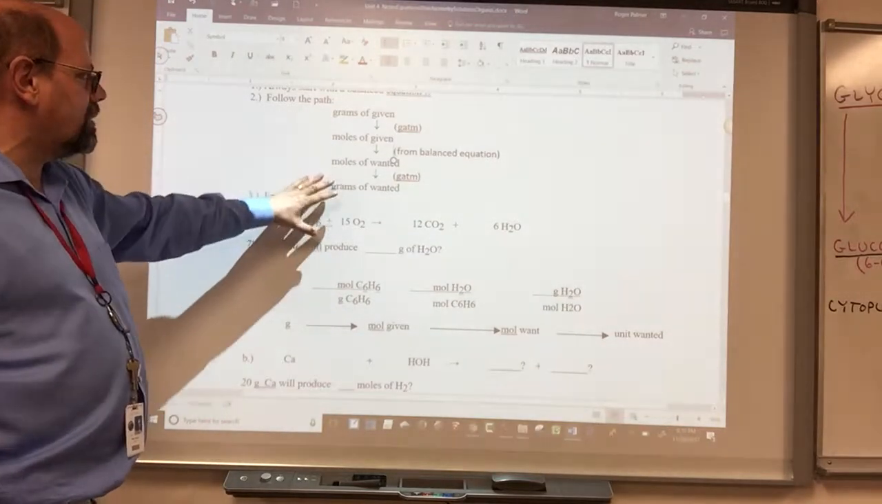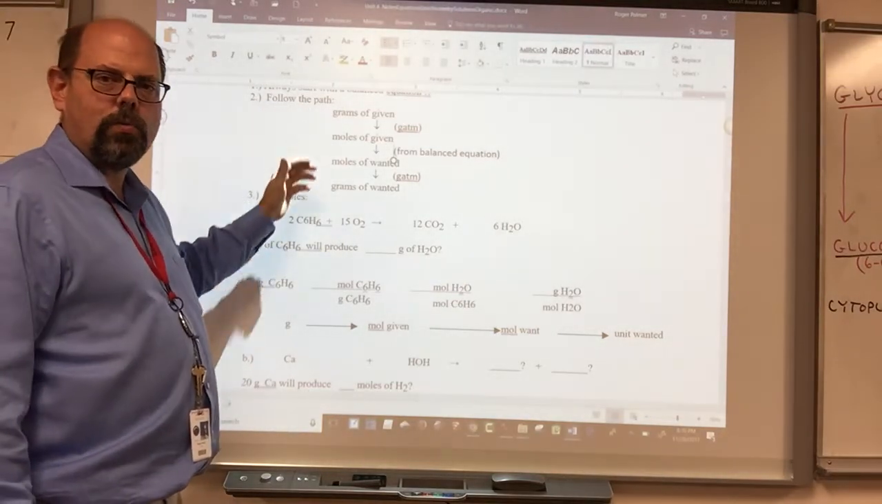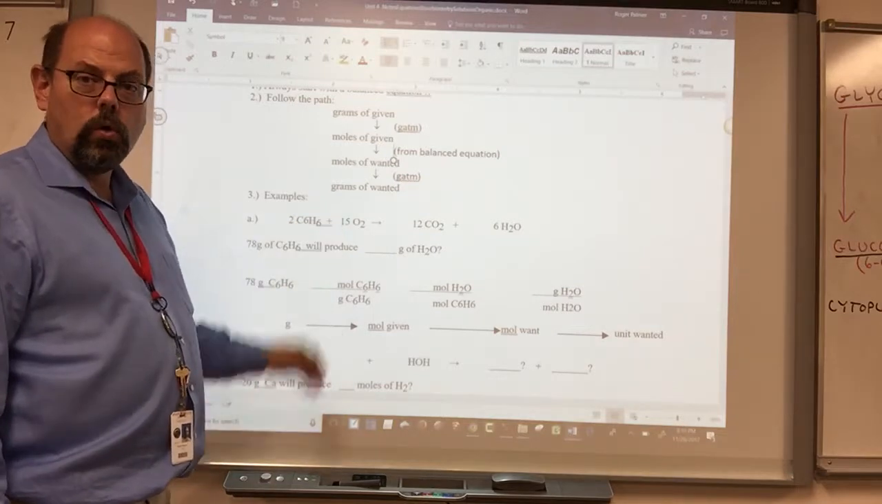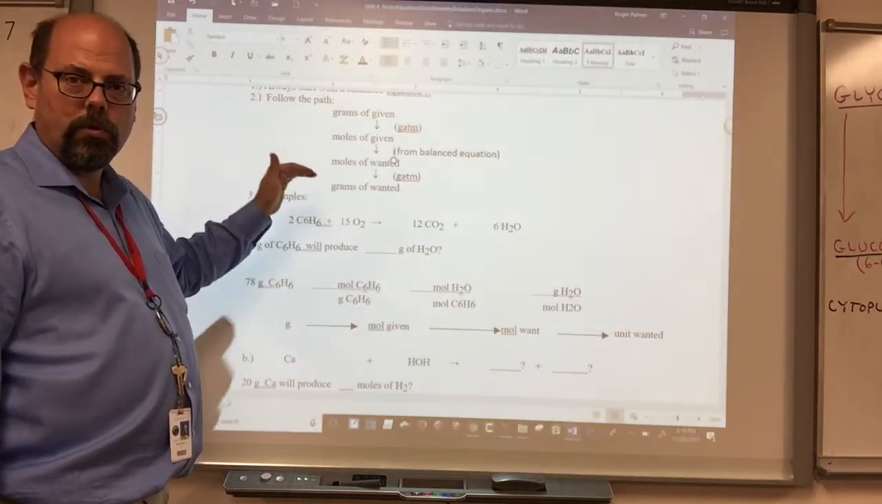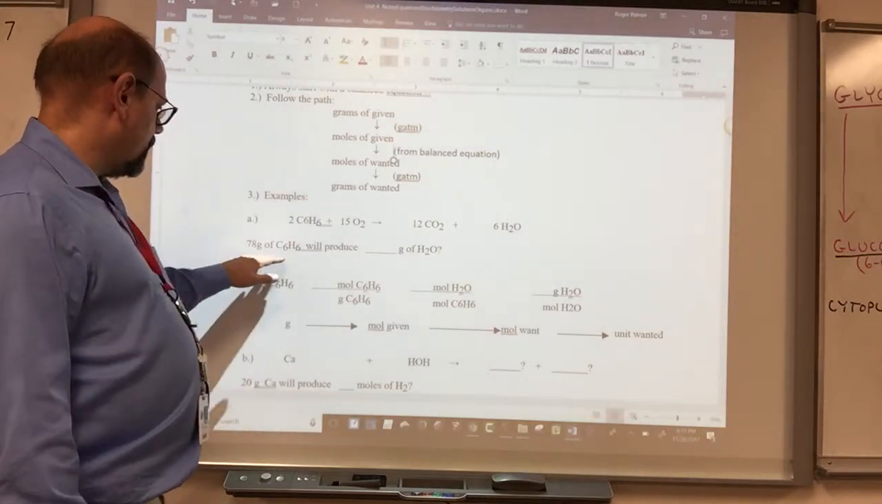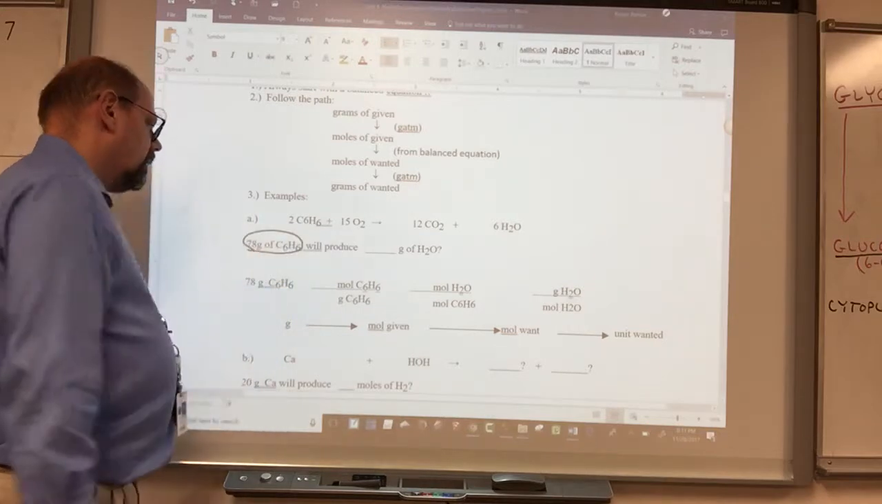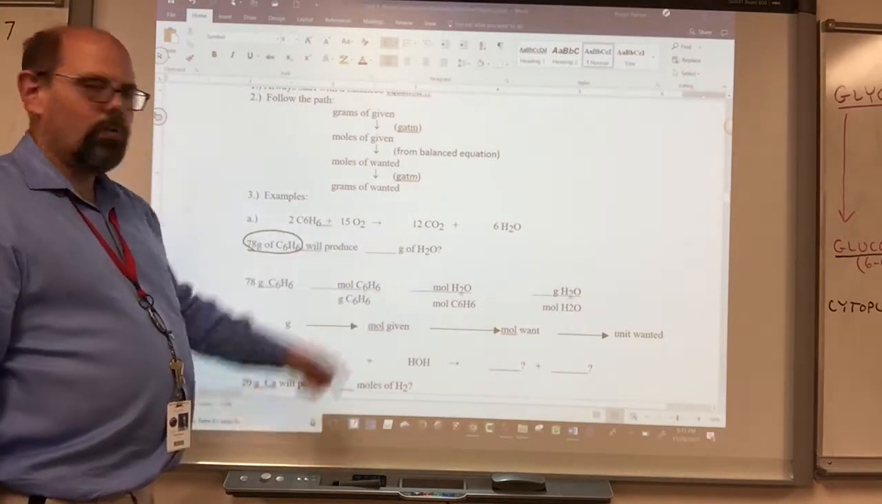I'm going to leave these little steps of the path. It always has a little ring to it. Grams given to moles given. Moles given, moles wanted, to grams wanted. Or grams to moles wanted to grams again. So you're going to start with the grams of something. Here's your given information. Okay, here's what was given. You're going to change that into what's wanted.